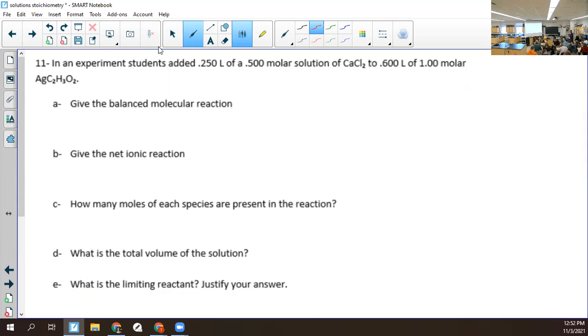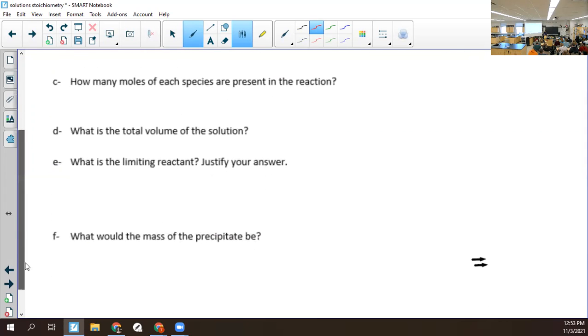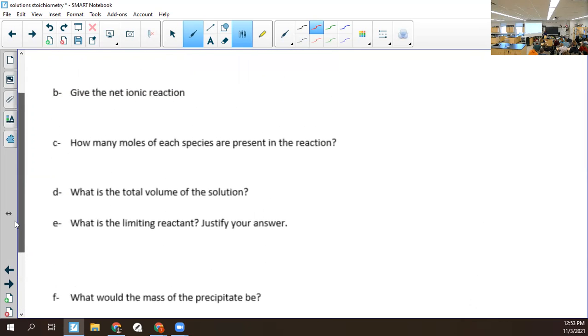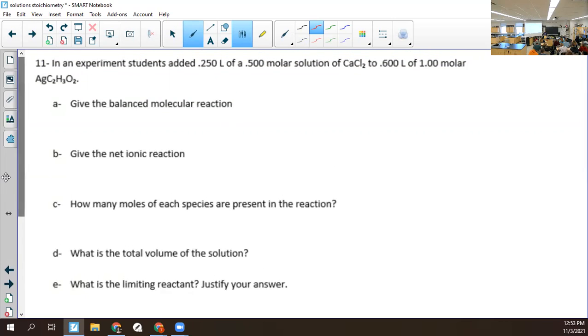Okay, so give this a shot. This will look extremely similar to the test question. There is more to this test question. There's letter F. It says, what would the mass of the precipitate be? It should also say, what's the concentration of any remaining ion? So it's just what we're doing. You don't have to work it out in those steps, but on the test it'll look like that.